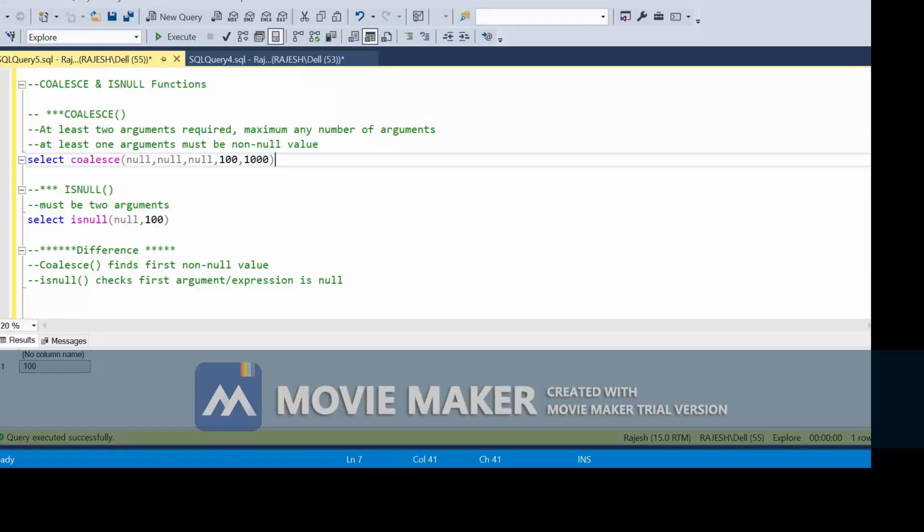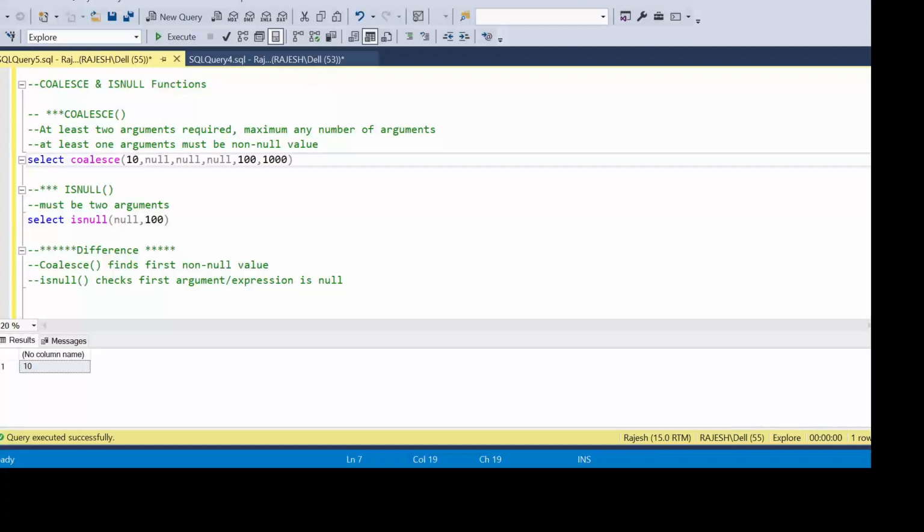Whenever it finds the first non-null value, it will not go further. Let's try to check at the first position. Yeah, it is returning 100. First it is satisfied that it found the first non-null value, then it will forget whether the second, third, fourth and other values are null or not null. It will find the first non-null value.